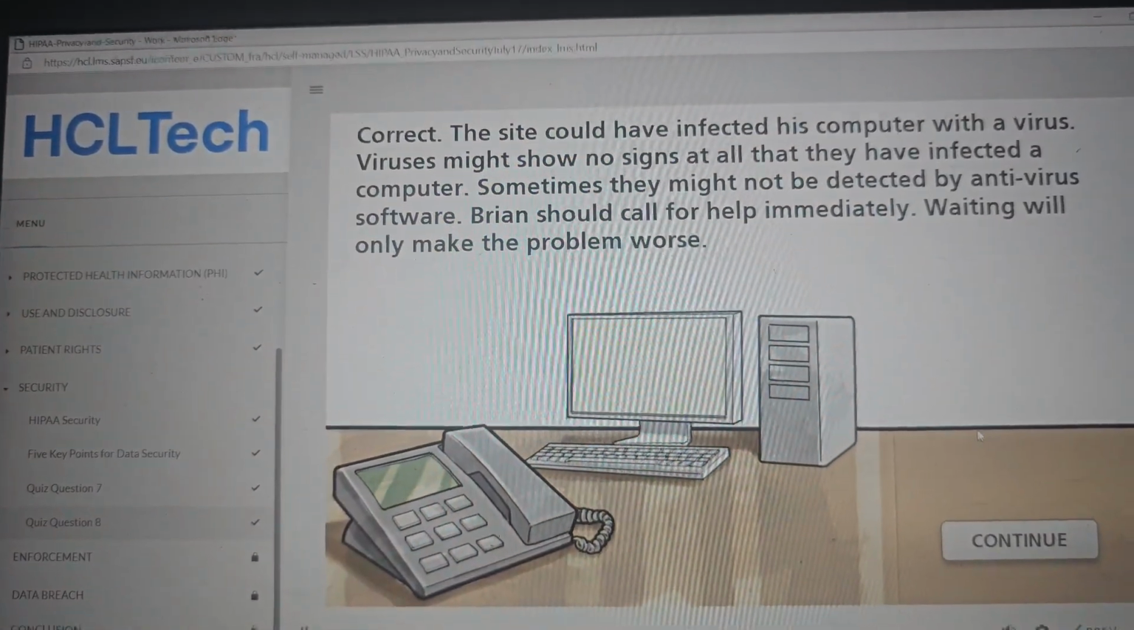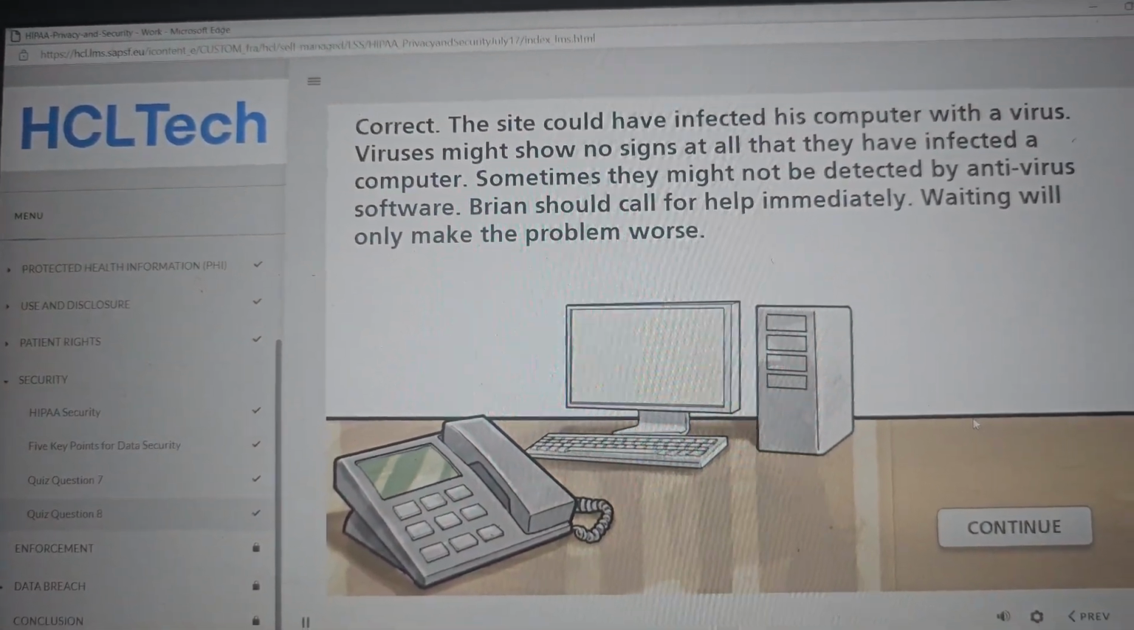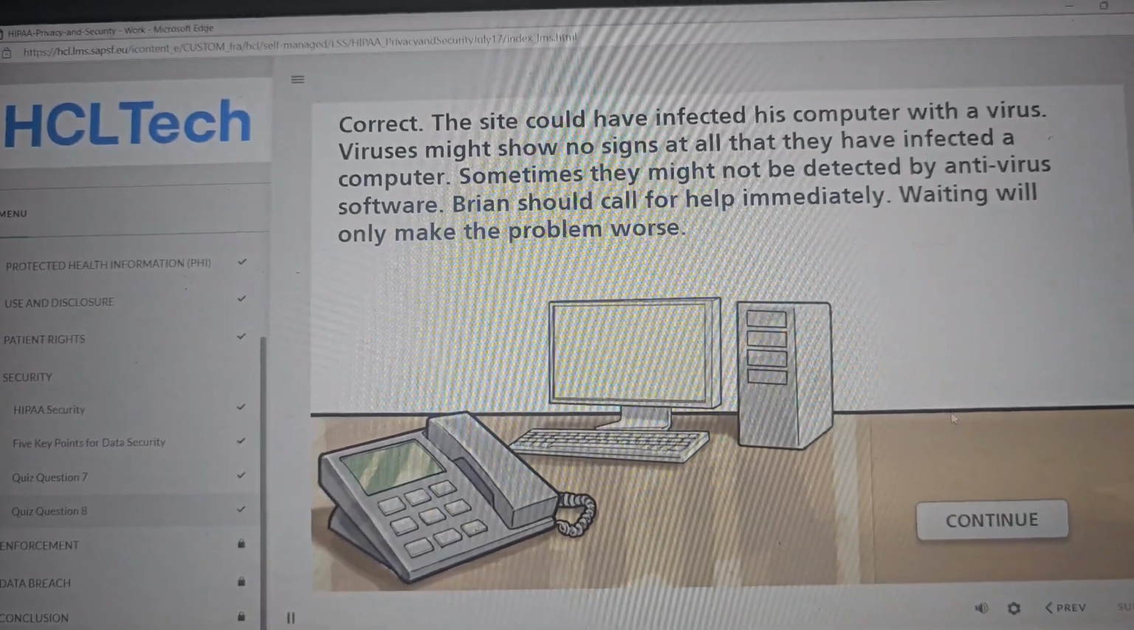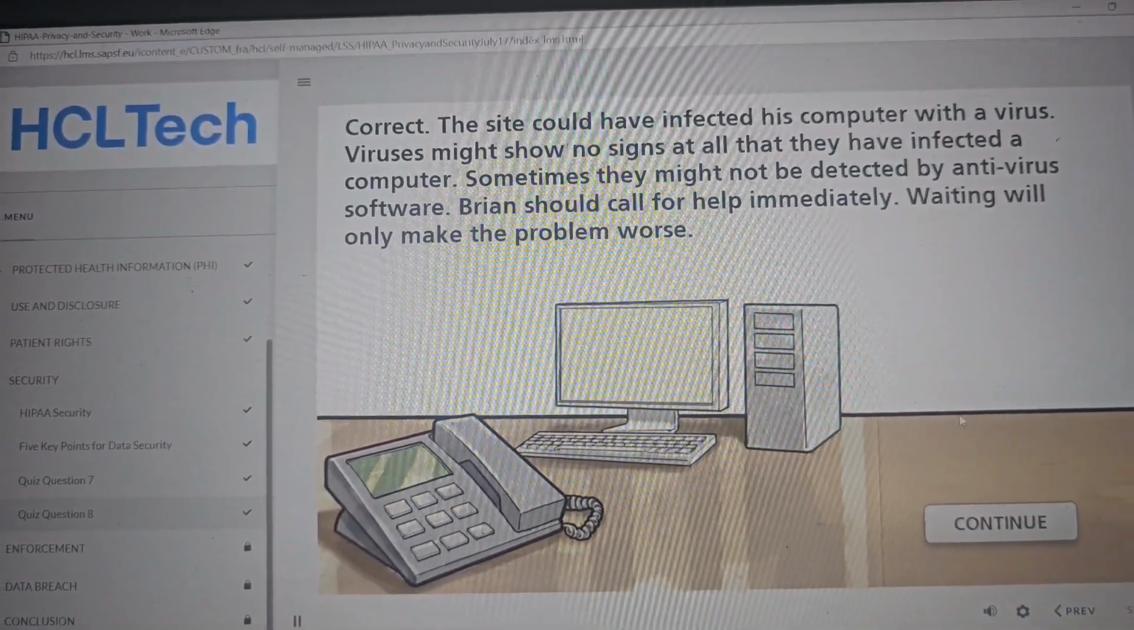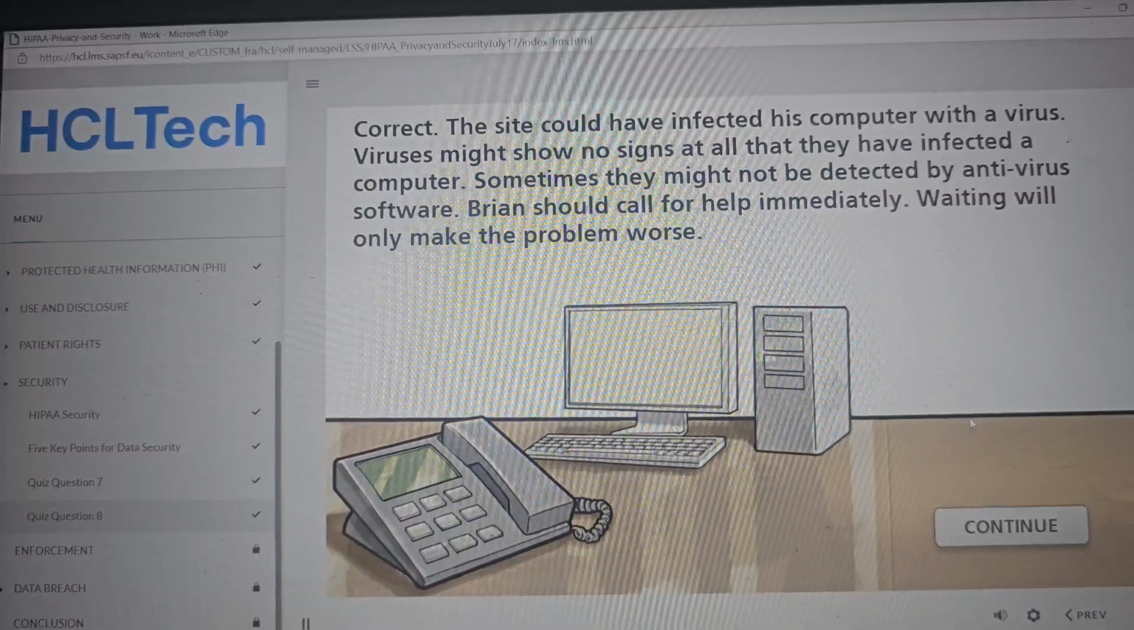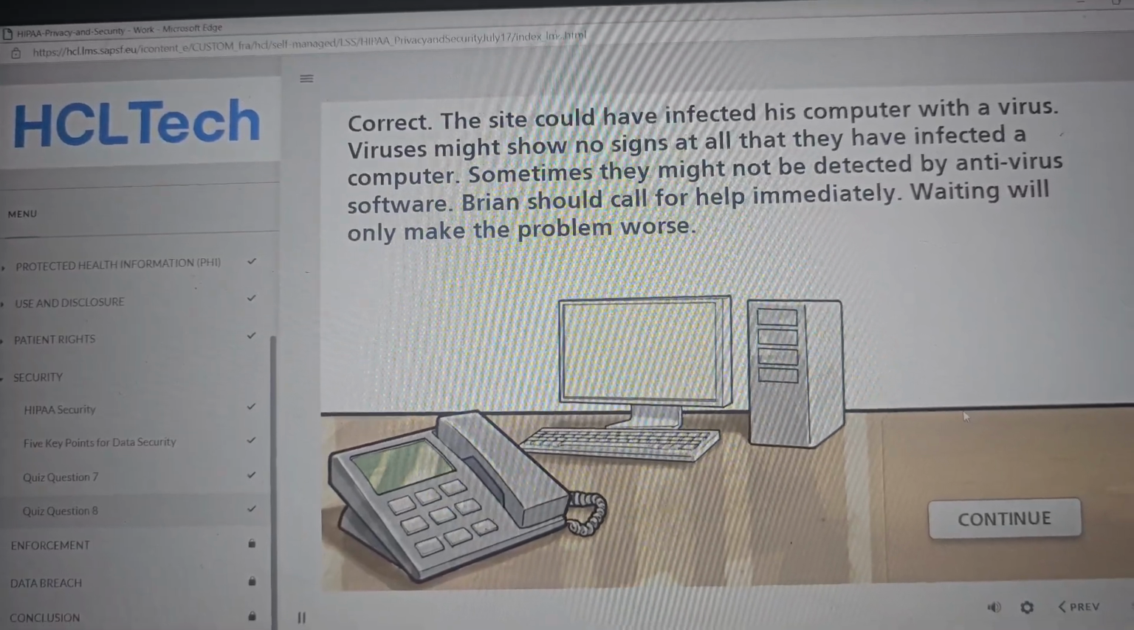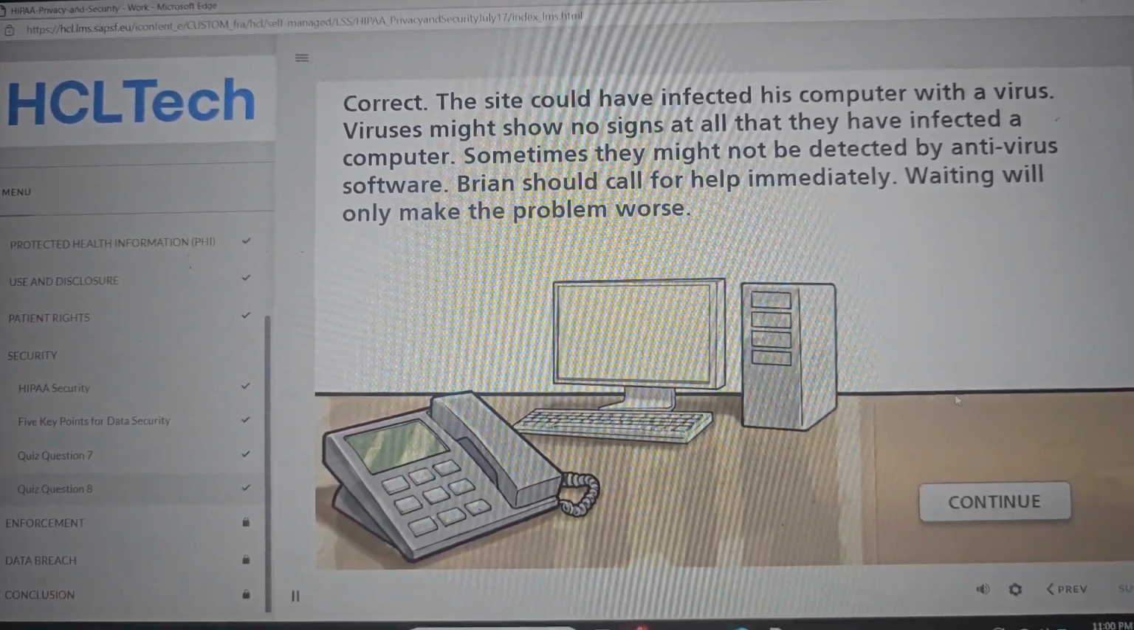Correct. The site could have infected his computer with a virus. Viruses might show no signs at all that they have infected a computer. Sometimes they might not be detected by antivirus software. Brian should call for help immediately. Waiting will only make the problem worse.